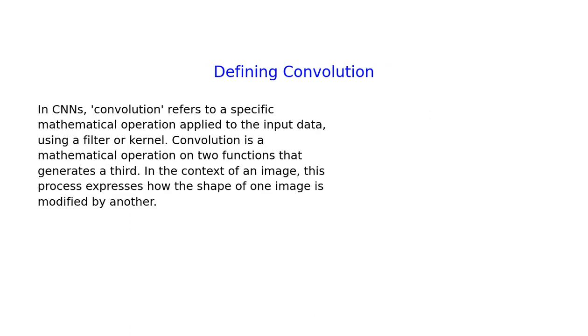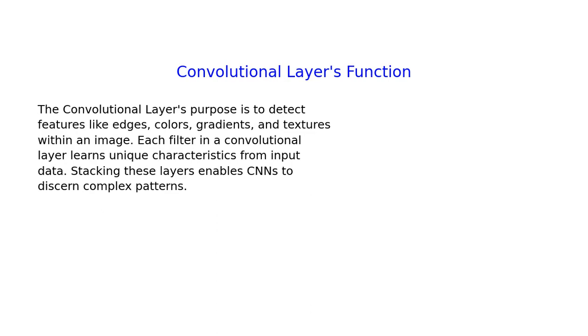In CNNs, convolution refers to a specific mathematical operation applied to the input data using a filter or kernel. Convolution is a mathematical operation on two functions that generates a third. In the context of an image, this process expresses how the shape of one image is modified by another. The convolutional layer's purpose is to detect features like edges, colors, gradients, and textures within an image.